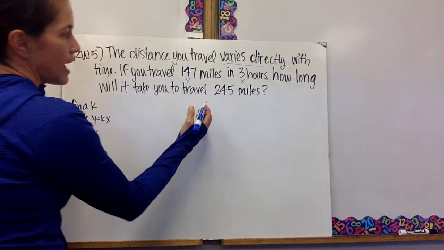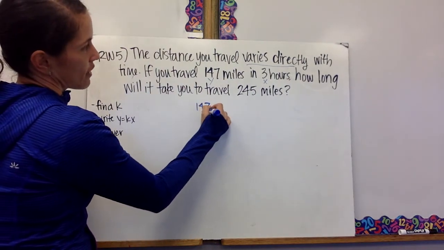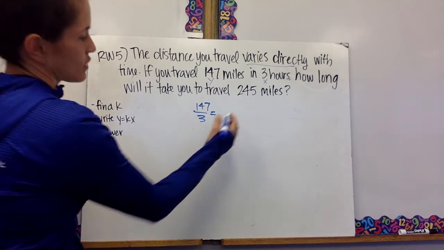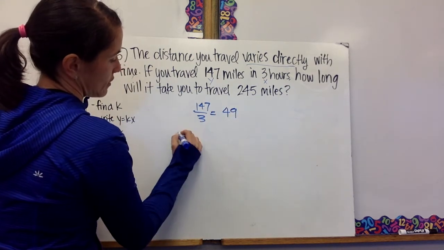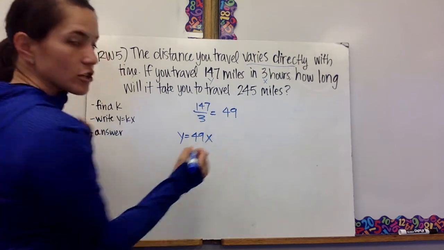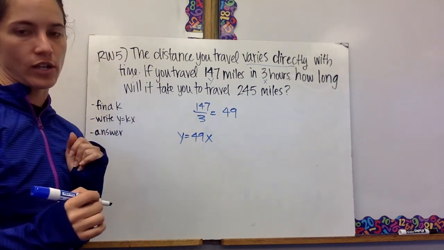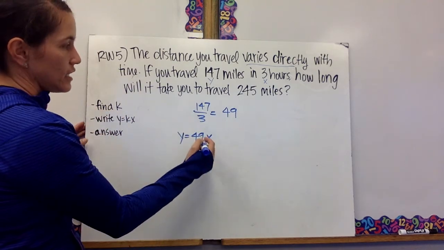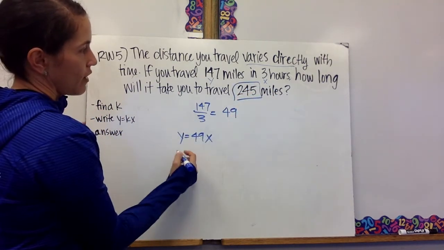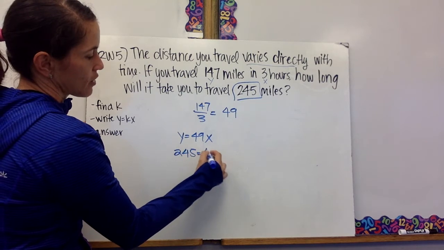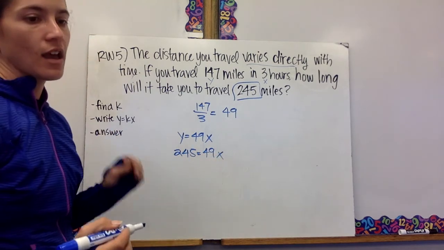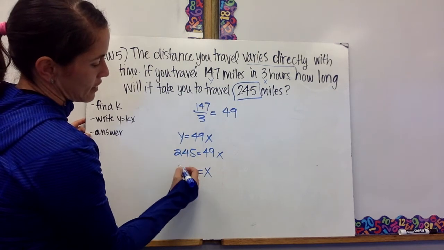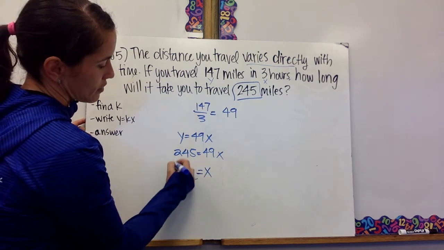To find our k, we do 147 over 3. 147 over 3 is 49, so our k is 49. Y equals 49x. There's my equation. So I found my k and I wrote my equation. Now I need to plug it in to find 245 miles. 245 miles equals 49x. Divide both sides by 49, and x is 5 hours.